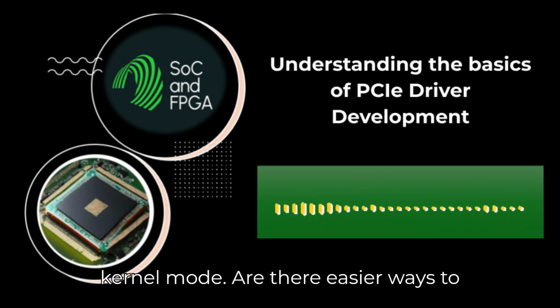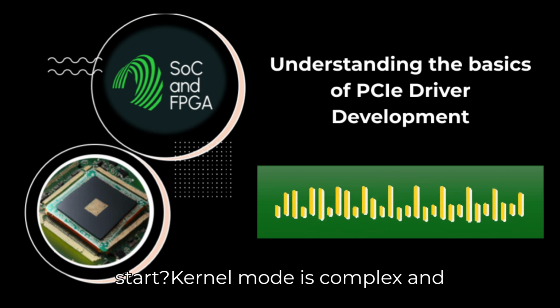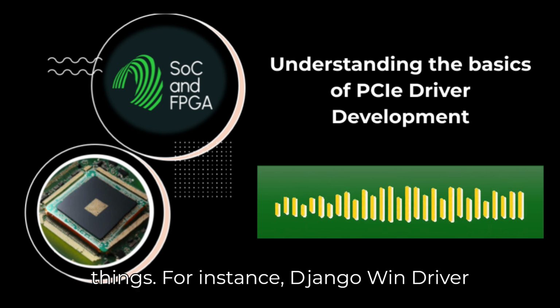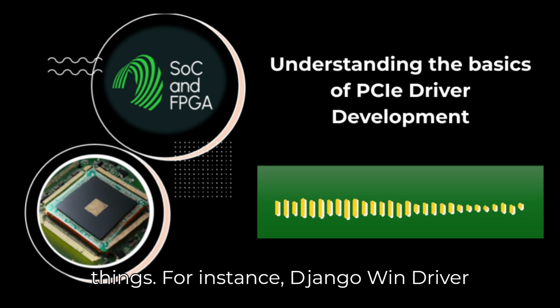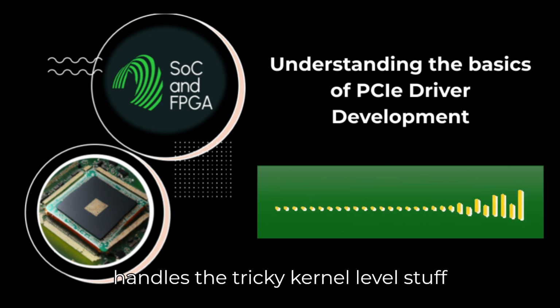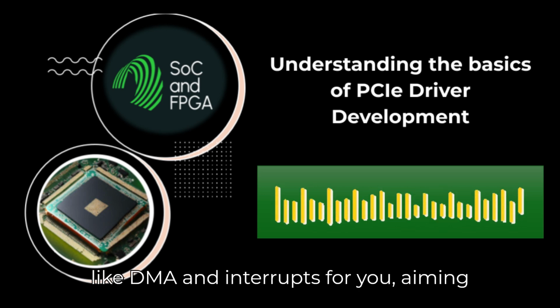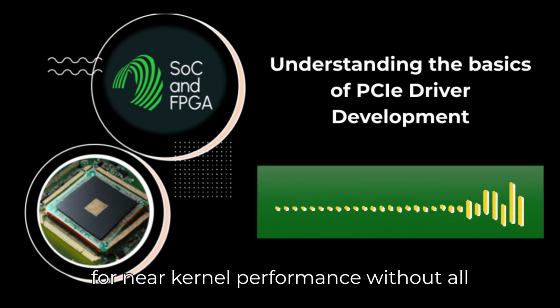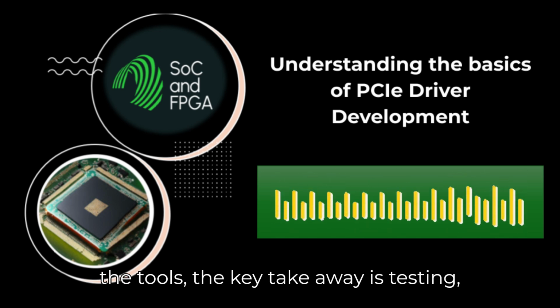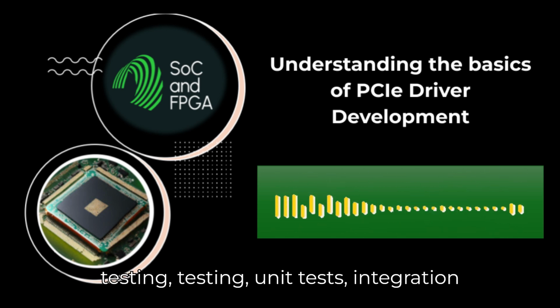And we talked about the challenges of kernel mode. Are there easier ways to start? Kernel mode is complex, and mistakes can crash your system. So yeah, there are some tools that try to simplify things. For instance, Jungo WinDriver provides an API that lets you write much of your driver logic in user mode, but it handles the tricky kernel-level stuff like DMA and interrupts for you, aiming for near kernel performance without all the kernel mode risk.